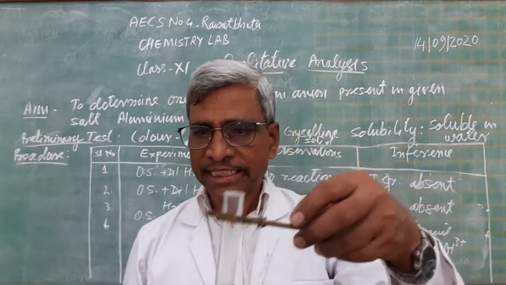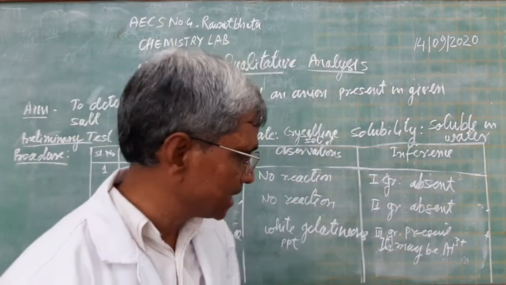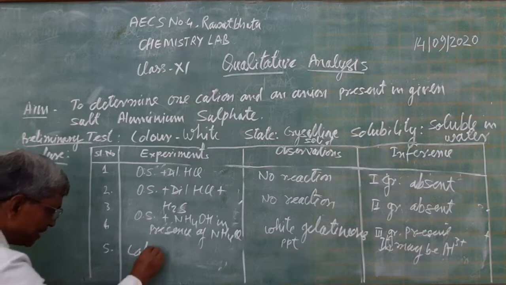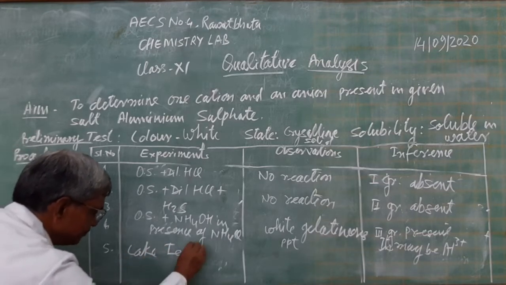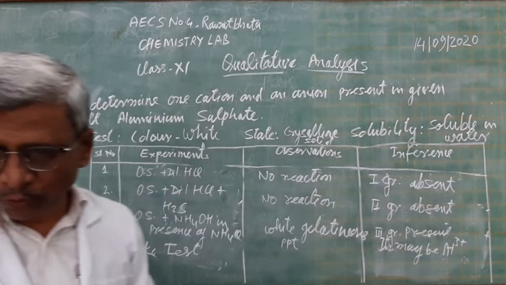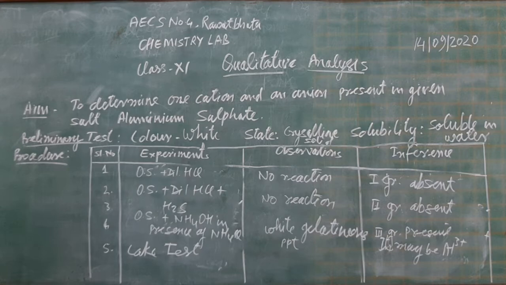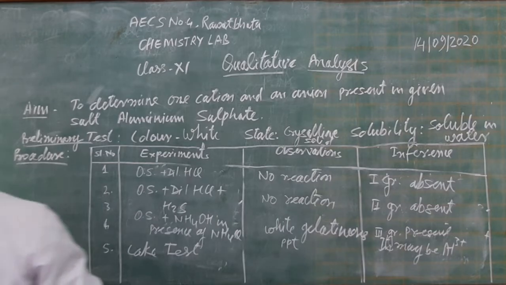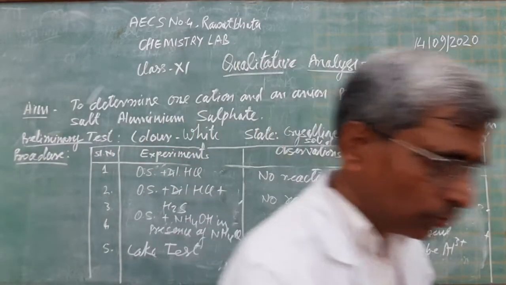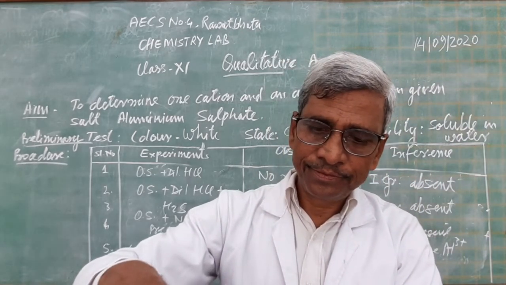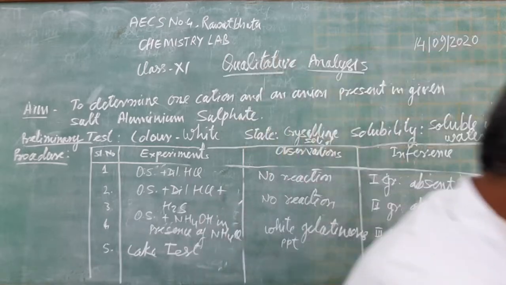Now the final test for this is the Lake test. This is called the Lake test. Fifth one, Lake test, or it is also called the Blue Lake test. Okay, here is the test tube. Take original solution in this. Here is the original solution. This is the final test.